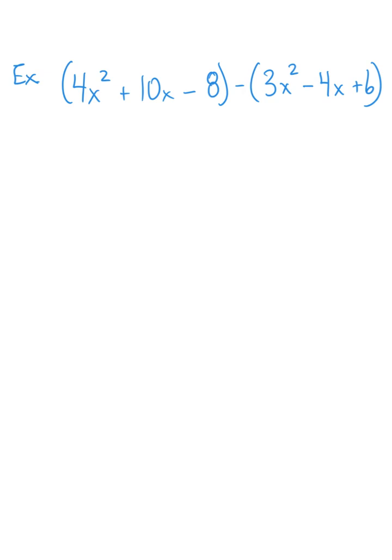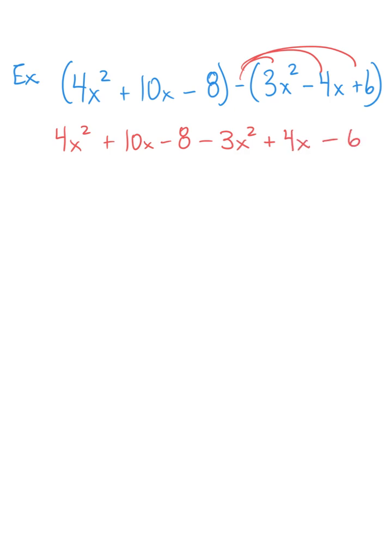All right, so now we're going to do another one, but it has subtraction in it. So parentheses 4x squared plus 10x minus 8 minus parentheses 3x squared minus 4x plus 6. So the first thing I'm going to do is I am writing this out. Now, I don't need to change anything here, but I do need to distribute this negative through everybody in that parentheses. So this is now going to be a minus 3x squared. It's going to be a plus 4x because of the minus, and then a minus 6.